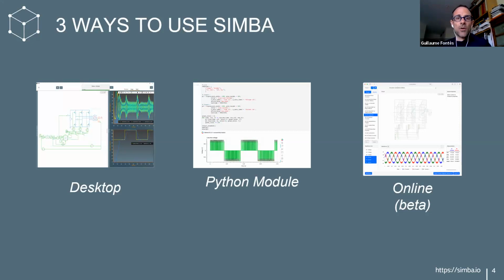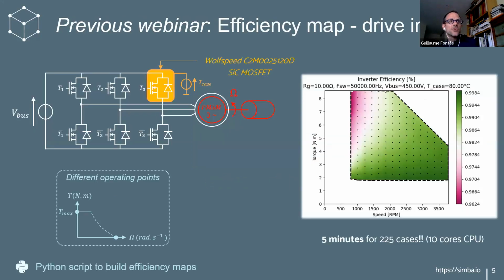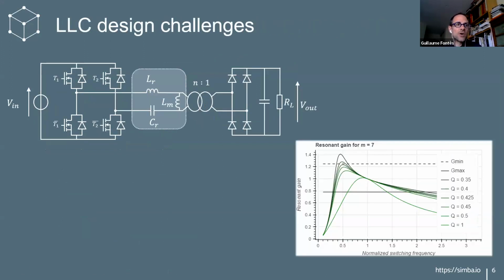That's how, in our last webinar, we showed this kind of use case to get an efficiency map of a drive inverter by taking into account the power switch losses. In this example, we showed how a Python script was able to run more than 200 simulations of different operating points in around 5 minutes. And today, we will show you how to use the same powerful feature to design an LLC converter, which can be a hassle.